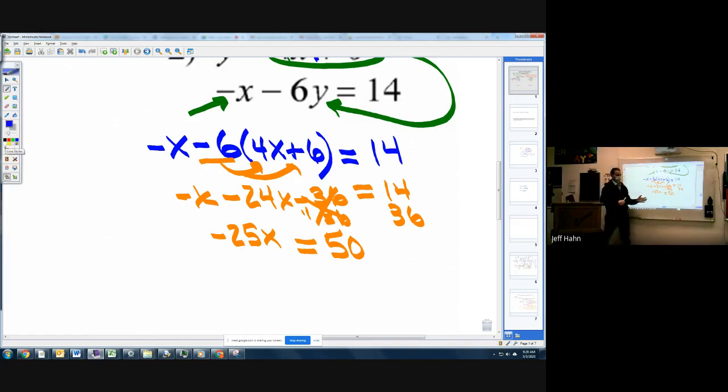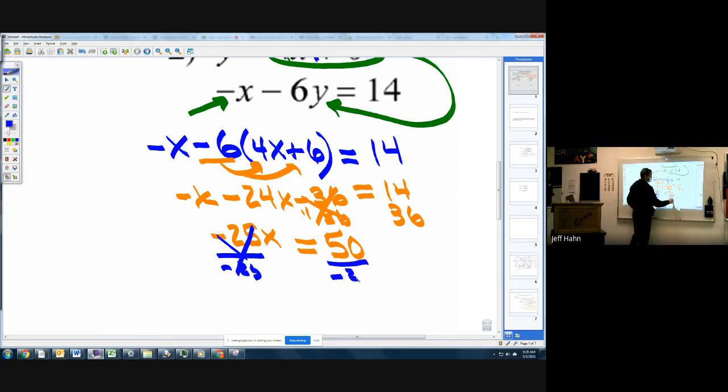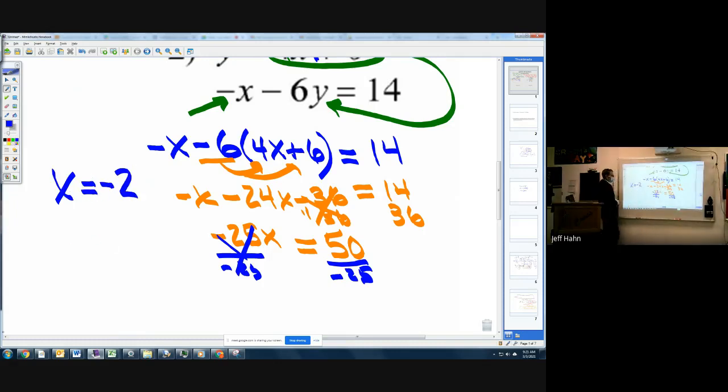You will know you're doing something wrong if you get to this point. You go, well, that doesn't go evenly into it, because they try to make them work out. Divide by negative 25. Divide by negative 25. So x equals negative 2. 25, 50 divided by 25. Now, please, ladies and gentlemen, remember you are only halfway there.